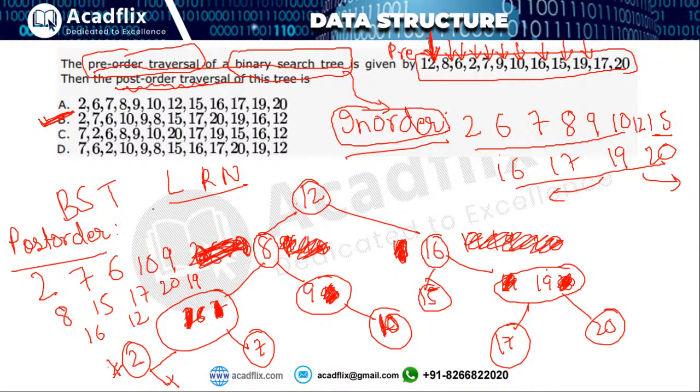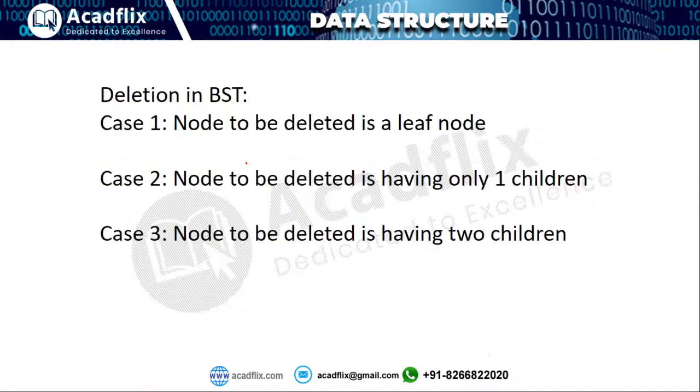Option B. So this is how, given a pre-order traversal, we first construct its BST. Because in the question they were asking us to find the post-order traversal of the tree, that is why we constructed the tree and found out the post-order. So this was the last thing we were discussing about binary search trees, and there is one more important thing in binary search trees, and that is how you do deletion in binary search trees, because insertion in a binary search tree is relatively easy.